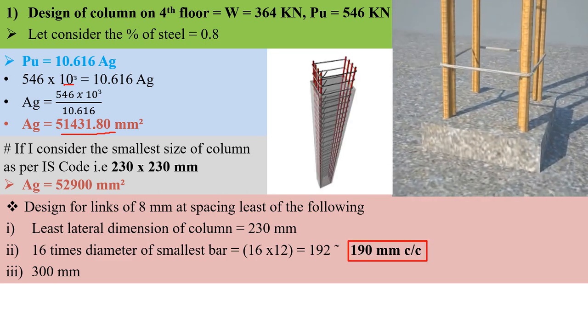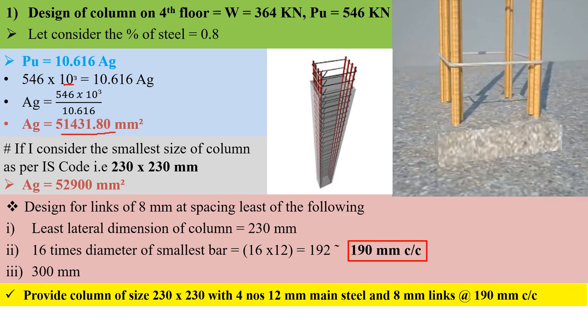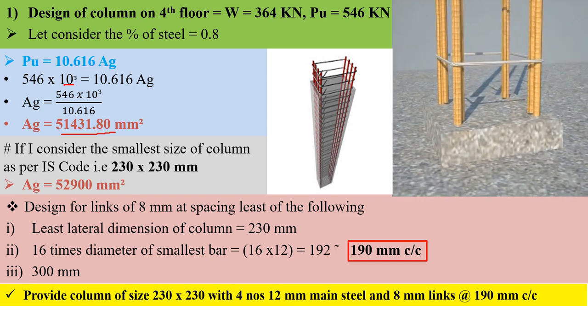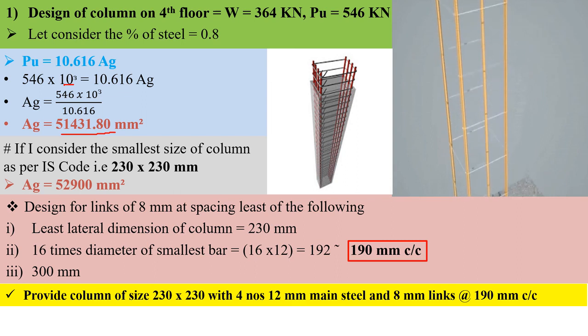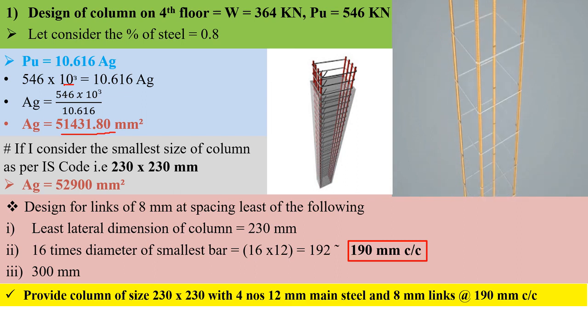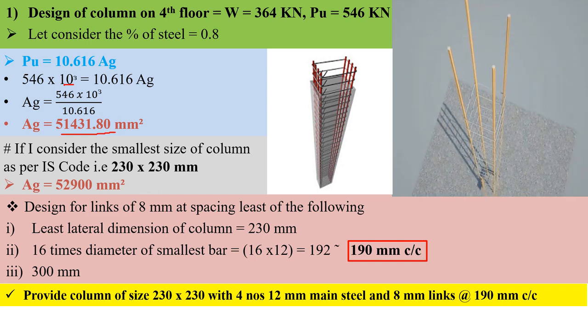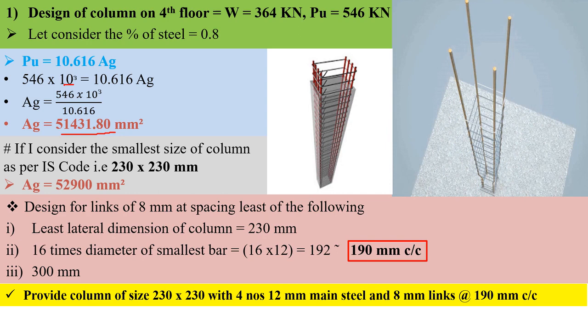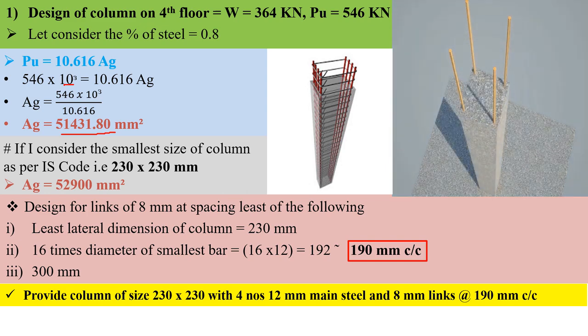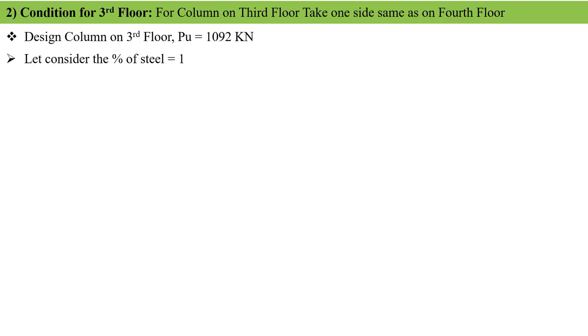Now we can easily say we are going to provide a column of 230 by 230 mm with 4 numbers of 12 mm bars, and using 8 mm links at a spacing of 190 mm center to center. Right? You can easily understand why I am taking 230 by 230 if you have seen our first video of the design of a column series. Now let's move to the next floor design.